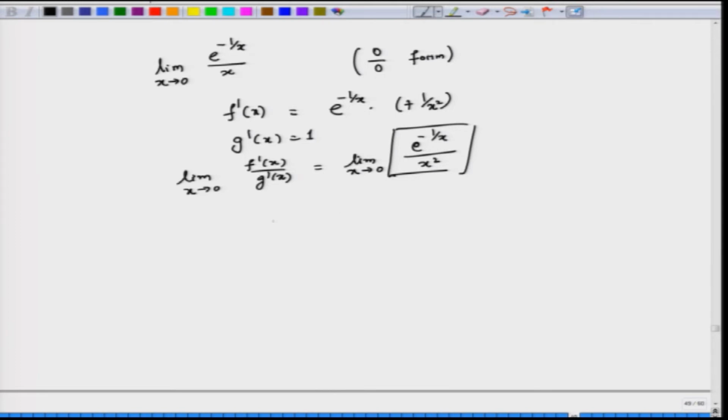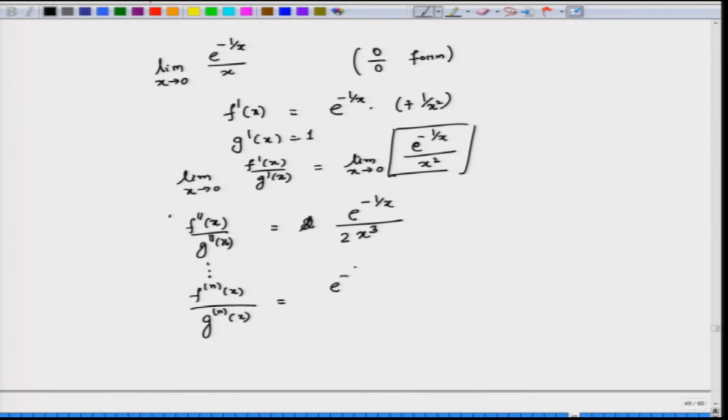So, again if I want to look at f double prime of x by g double prime of x, this is going to be e to the power minus 1 by x by 2x cube. If I go on like this, then f n of x by g n of x is equal to e to the power minus 1 by x over n factorial x to the power n. So, our life is not becoming simple by doing this.